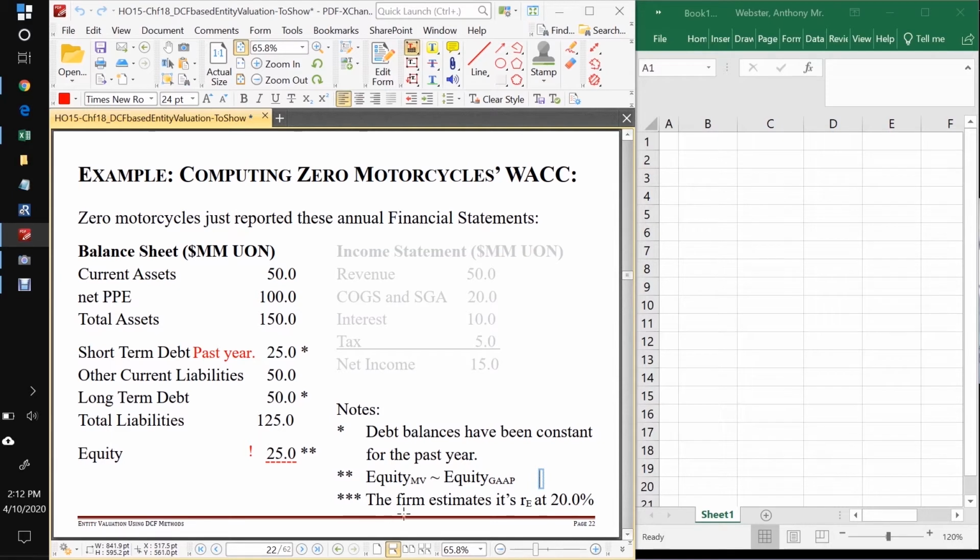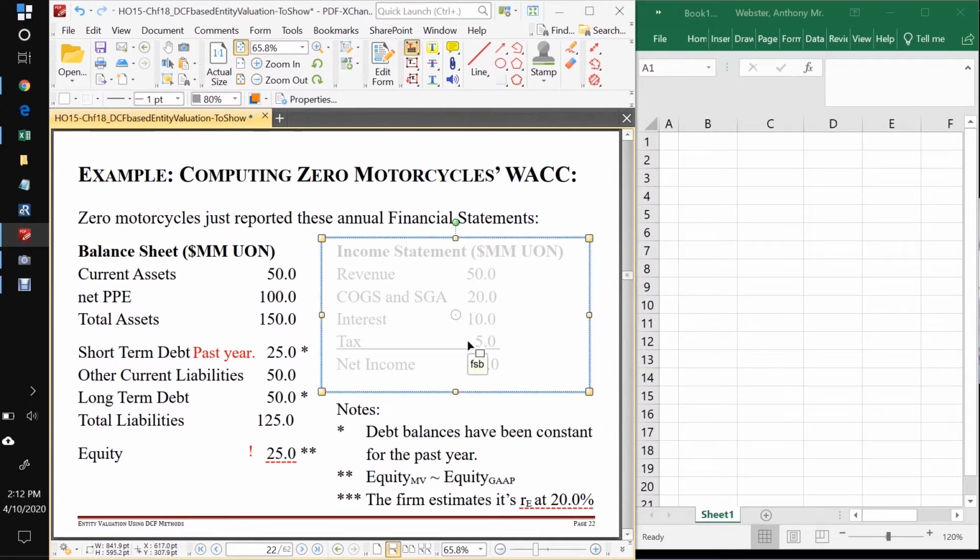While we're down here with the notes, let's see what this says. The firm estimates its cost of equity at 20%. We know from the last chapter how they did that. They probably used CAPM and got their beta, estimated their market rate, all that, and did what we did in the last chapter to estimate their cost of equity.